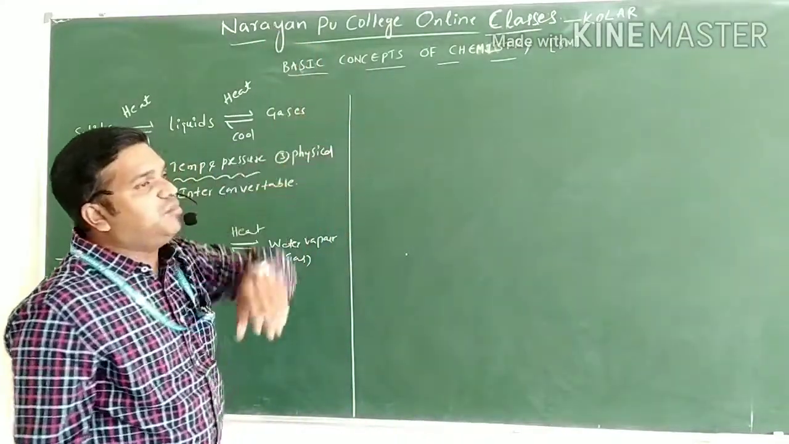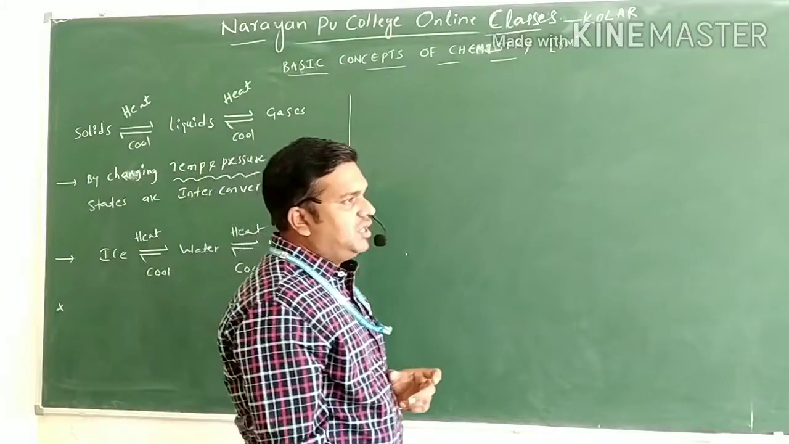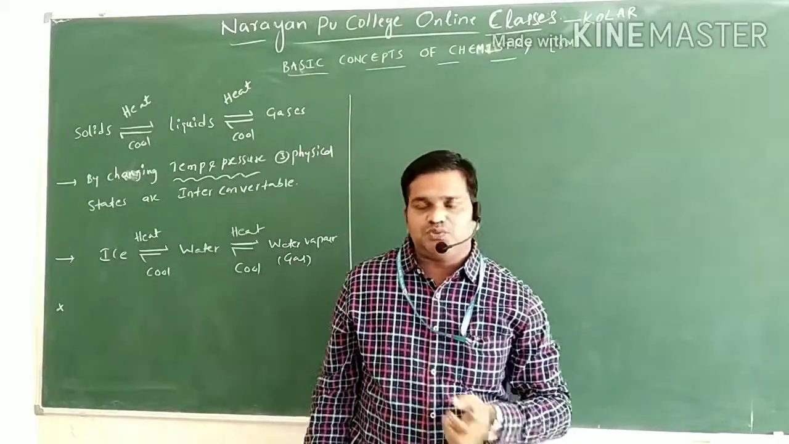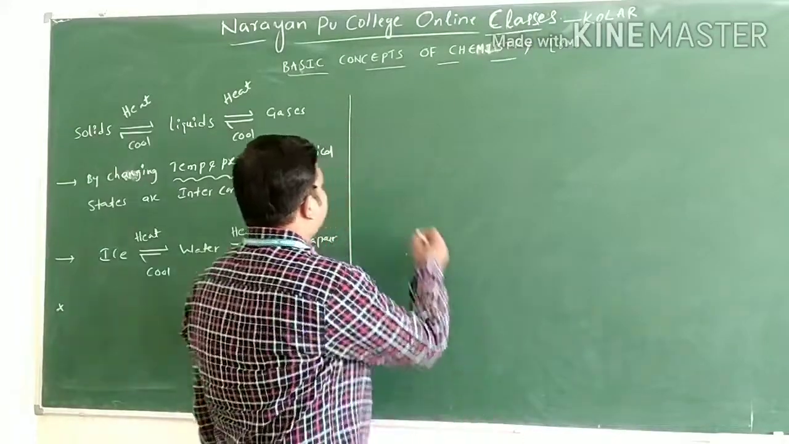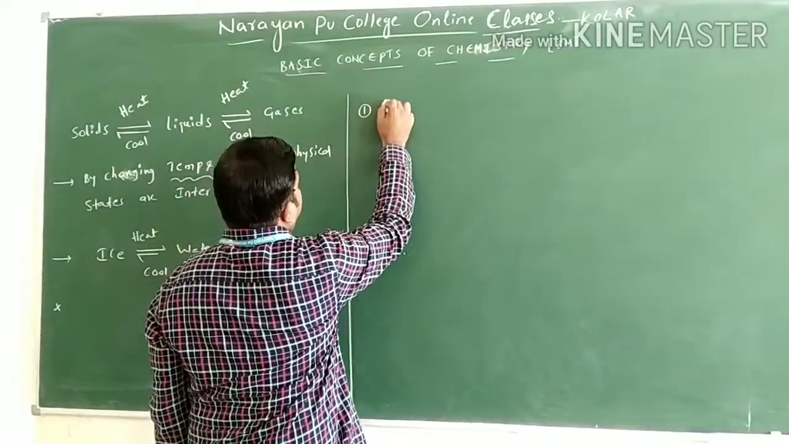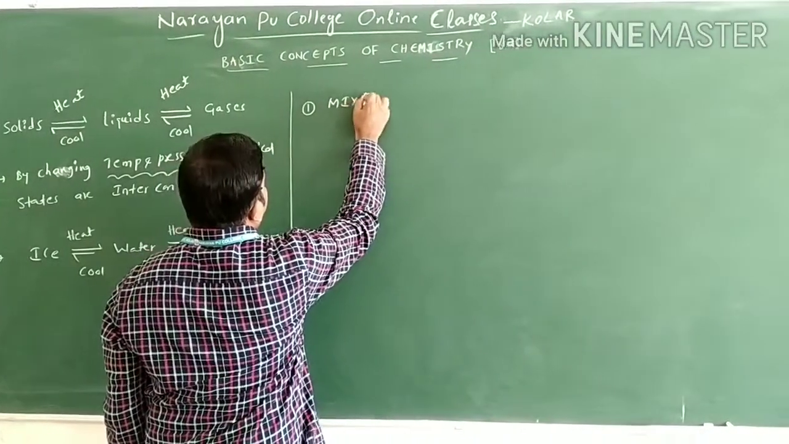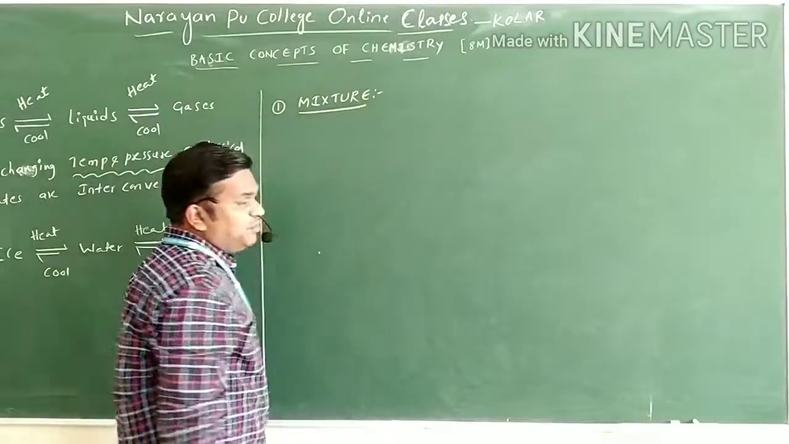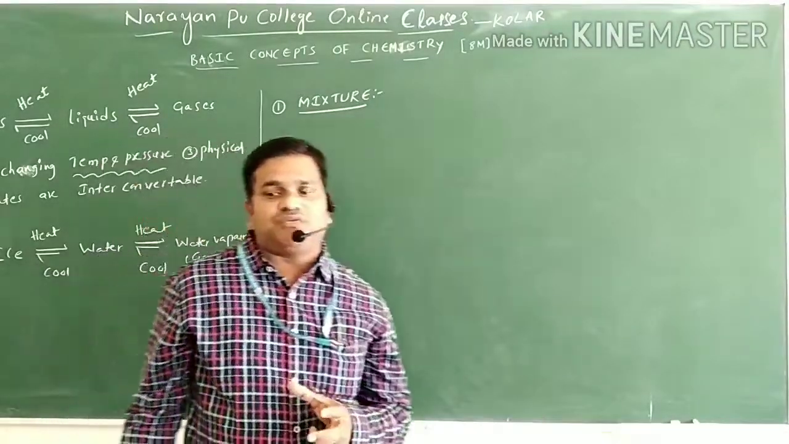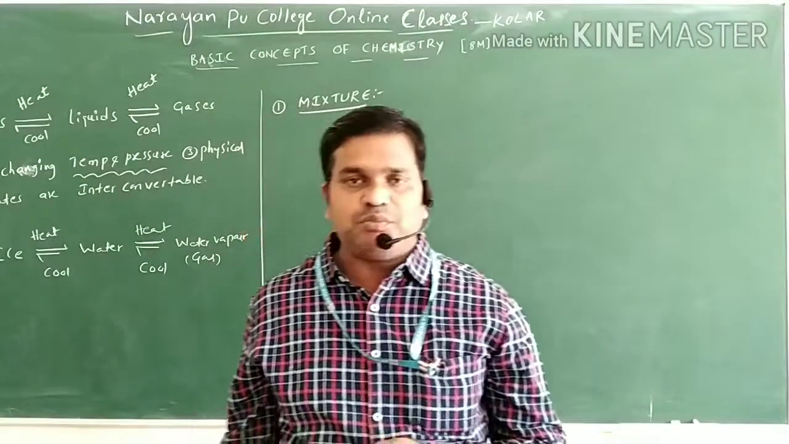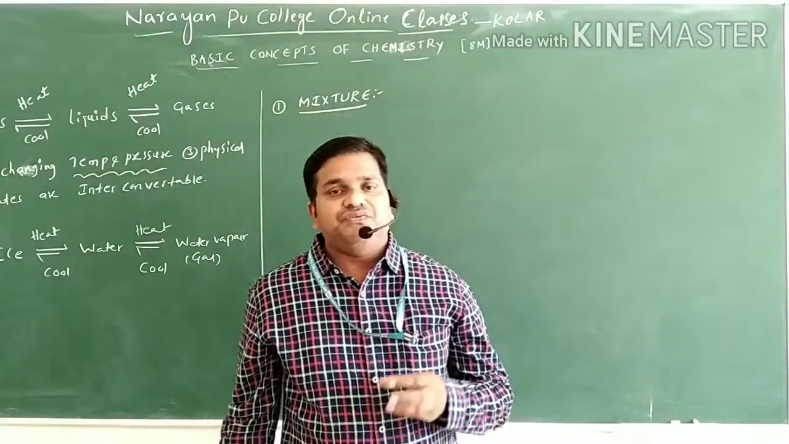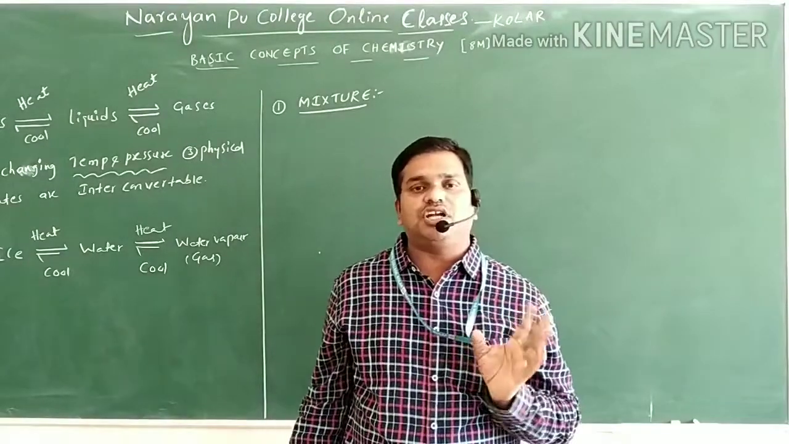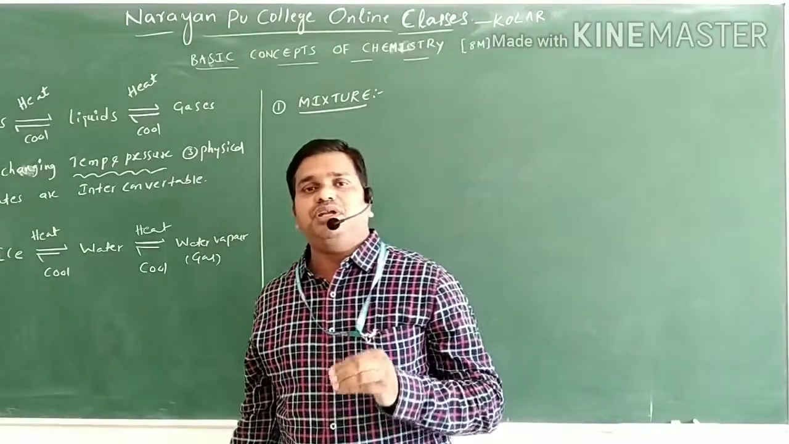Now we come to the chemical properties classification. We have two: one is mixtures and one is pure substances. Let us see the first one. What is a mixture? A mixture is composed of two or more substances which are present in a variable ratio. The ratio is not fixed.